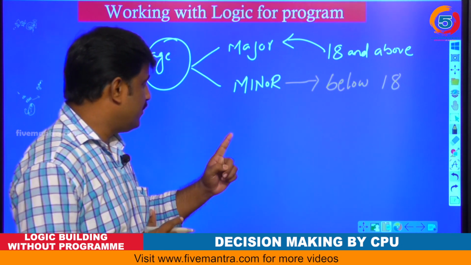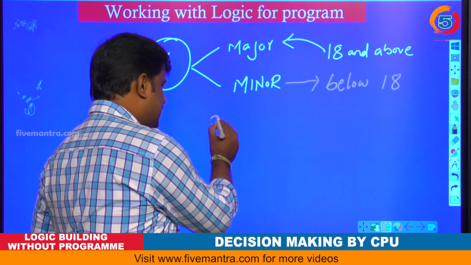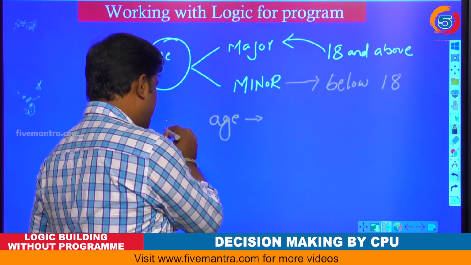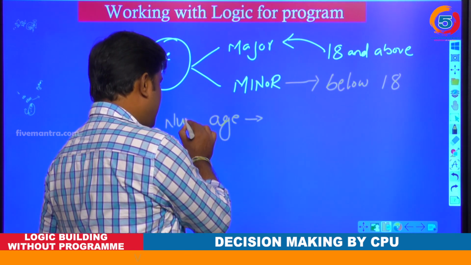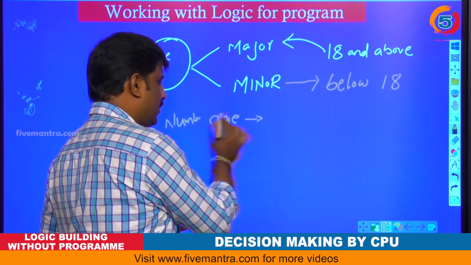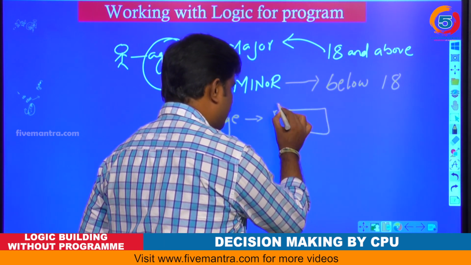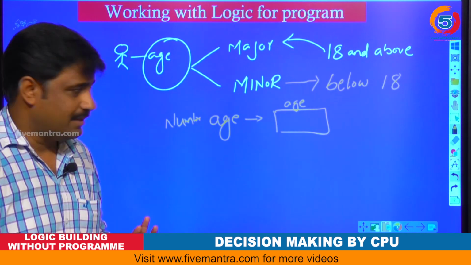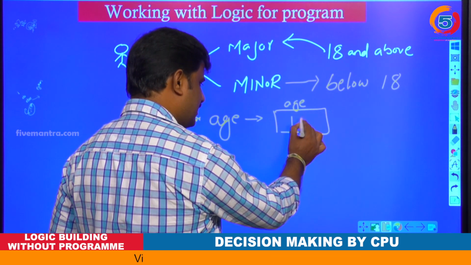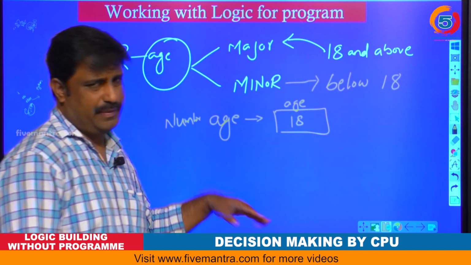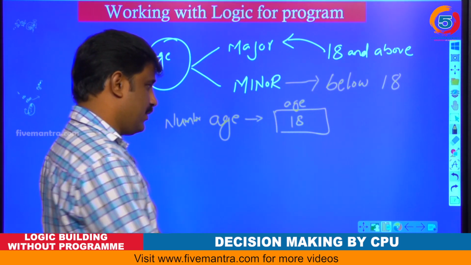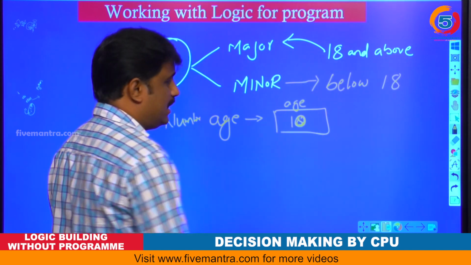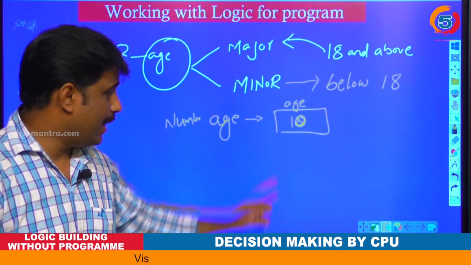And here what he will give, age is the one thing, and this is nothing but a number, and one memory you have to give. You will give one number, that name of that block is age. Now you will enter 18. This is the bare code, just roughly we'll write, and maybe you will enter 10. This is your input.